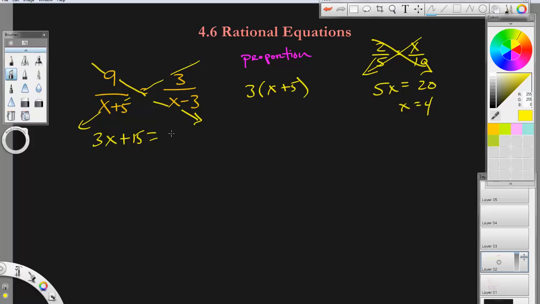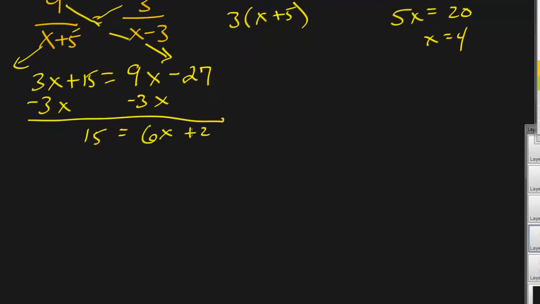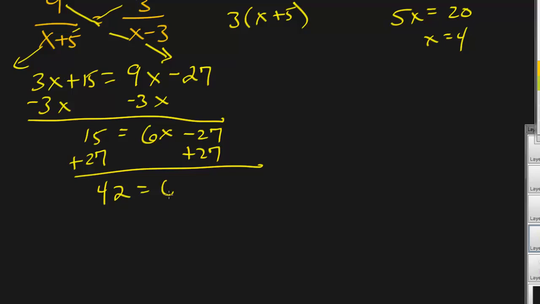And on the other side, what would you get? 27. Good. And then you just solve for x. Try to beat me down. I dare you. Okay, I'm just going to go ahead and subtract 3x. 15 is 6x minus 27. And I would add 27. That's 42 equals 6x. Divide both sides by 6. x equals 7.